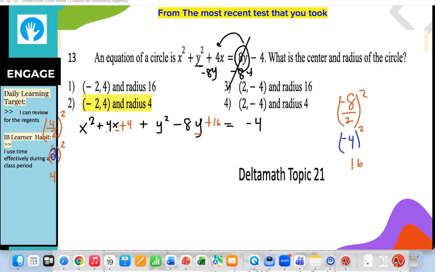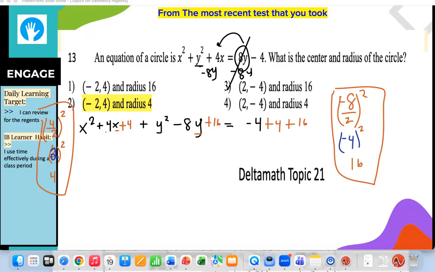To balance out the equation, I have to do the same thing on this side. We have to add 4 and we have to add 16. All right, so this work is being done on the side. It is not a part of the original equation. It's being done on the side.